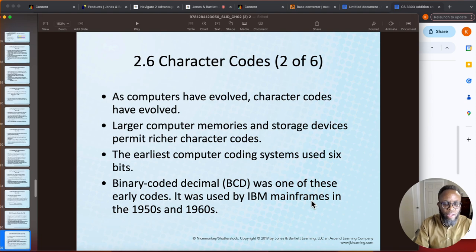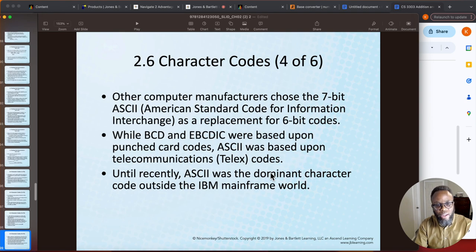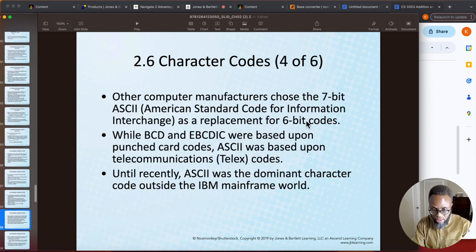Character codes is an interesting concept. It's just how computers represent character codes, how we represent the languages, and most of the character codes that we learned in this class were based off the Latin language. The ASCII character code, for example, was based off Latin. I think you can read through that, and that's covered in one of the sections of the book, right? So until recently, ASCII was the dominant character code outside of the IBM mainframe. Okay, but I think today Unicode is the most popular one.